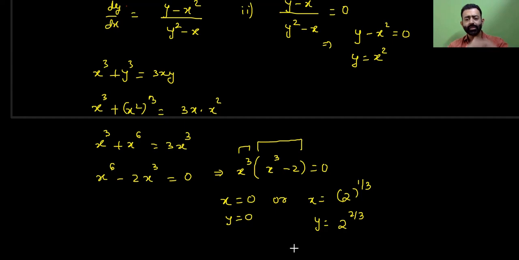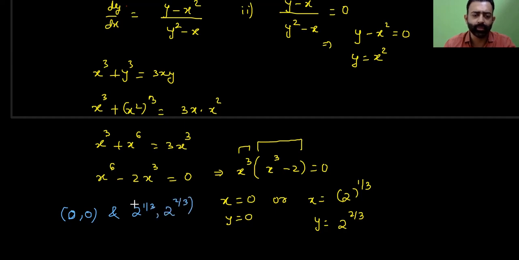So these are the exact coordinates of the stationary points, right? One is 0, 0, and the other is 2 raised to power 1 by 3 and 2 raised to power 2 by 3. These are the stationary points, only 2. And I think there will be only 2 points because when the gradient function was equal to 0, the highest degree of x was 2. So the maximum number of solutions you can get is 2 only.